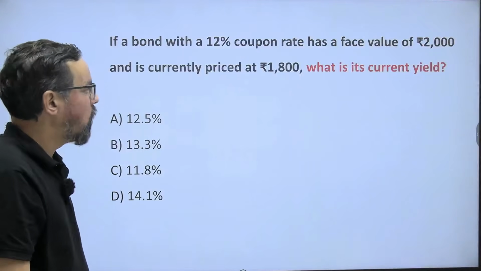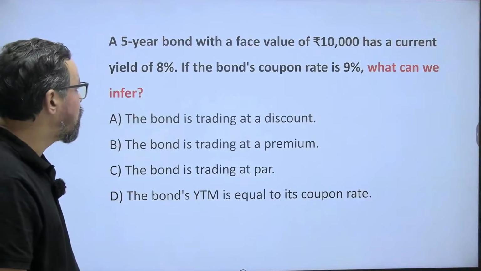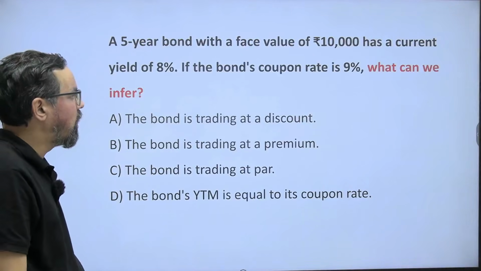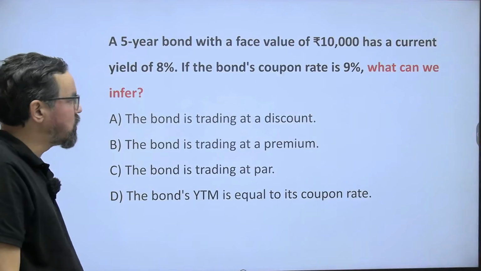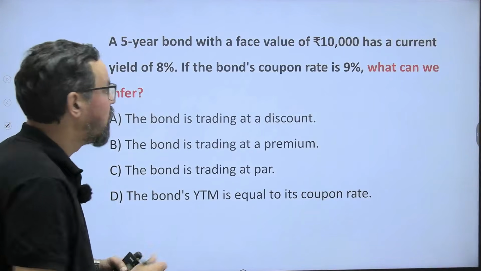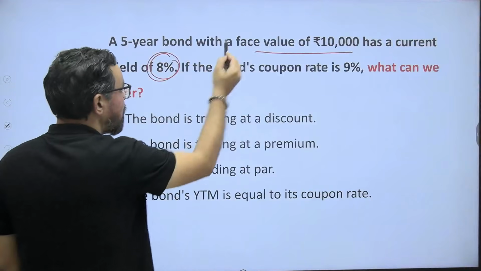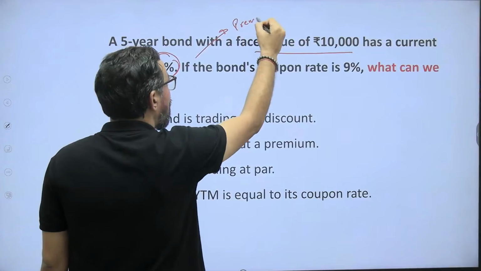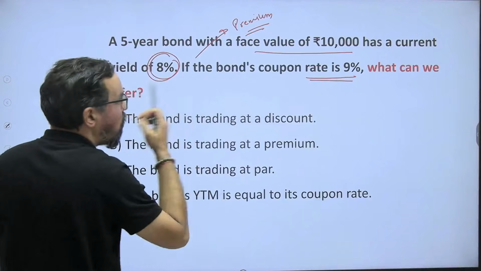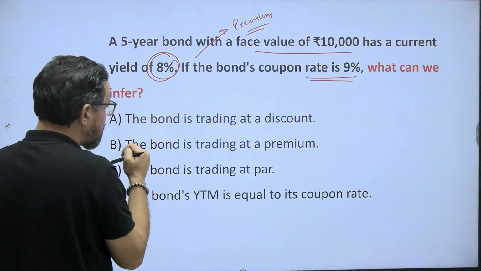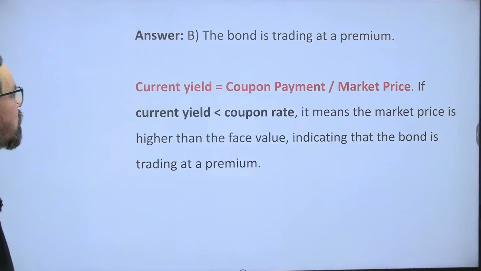Next one. Okay, so now you calculate this one. I hope everybody will be able to solve these questions. A 5-year bond with a face value of 10,000 has a current yield of 8%. If the bond coupon rate is 9%, what can it infer? Okay? So see, the face value is 10,000, current yield is 8%. Okay? That means this bond is in premium. The coupon rate is 9%. What can we infer? The bond trading at a discount, or the bond trading at a premium. So option B should be the right answer for this one.